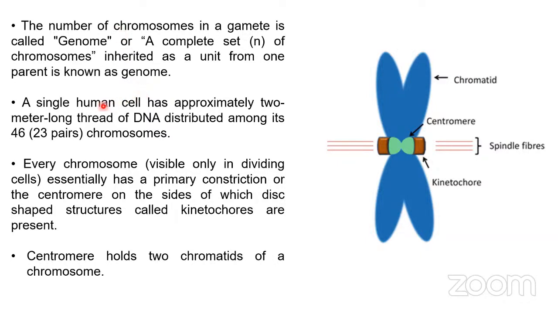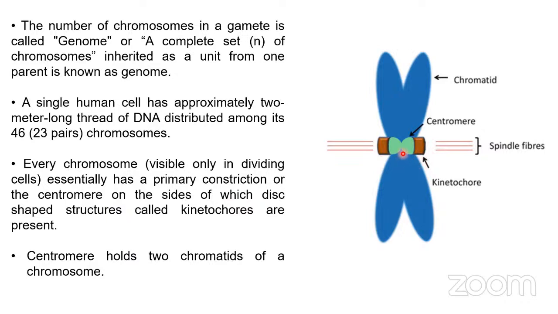A single human cell has approximately a 2 meter long thread of DNA distributed among its 46 chromosomes, that is 23 pairs. Every chromosome, visible only in dividing cells, essentially has a primary constriction at the center, also known as the centromere, on the sides of which disc-shaped structures known as the kinetochores are present.